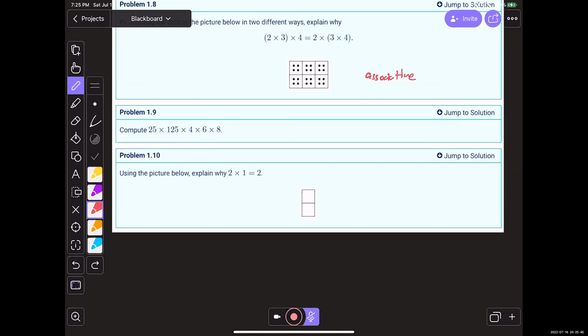Maybe break them into smaller numbers? Have we talked about that at all here? No, not really. We haven't really talked about how to break up those numbers, so that's not something we're going to look at. We're only going to look at how to combine numbers in a different order to make this easier. So what can we do here?